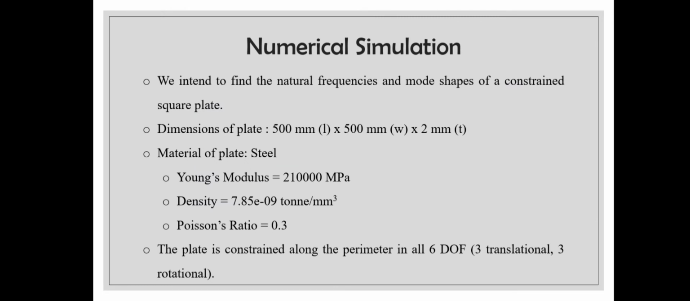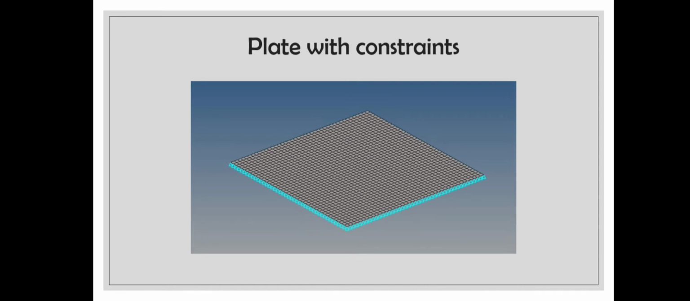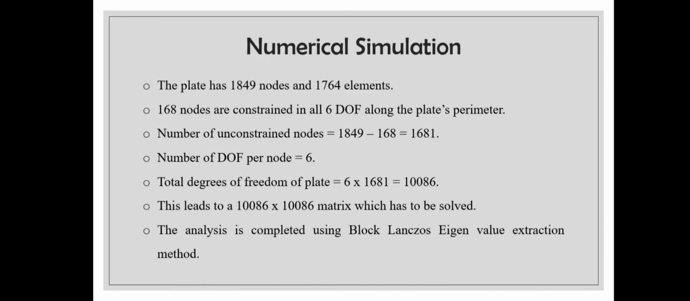We're going to be comparing this plate versus a standard plate, which is still made up of steel, but rather has the dimensions of 100 by 100 by 2. And we're going to compare the natural frequency and mode shapes in both cases. Now, as always, the plate is constrained along the perimeter, like so. And these are the boundary conditions.